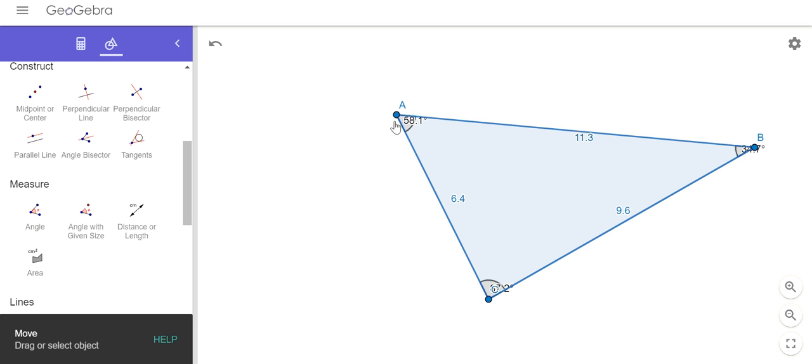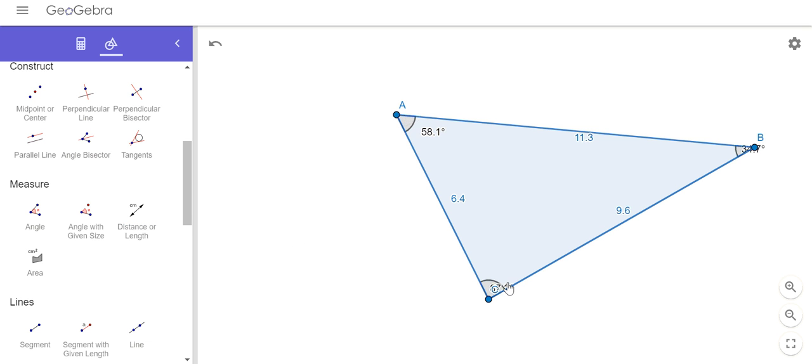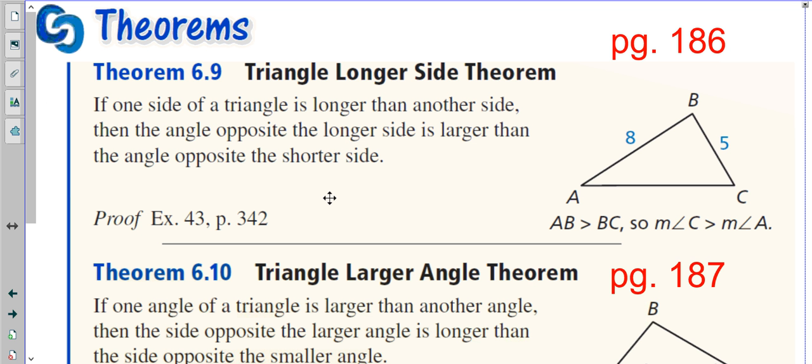Okay, so what we'll notice about any triangle is that if we identify our largest angle, so our largest angle here is 87.2, that opposite our largest angle is our largest side, 11.3. I look for my smallest angle, 34.7. Opposite of that is my shortest side, 6.4. So our theorems here are stating that.